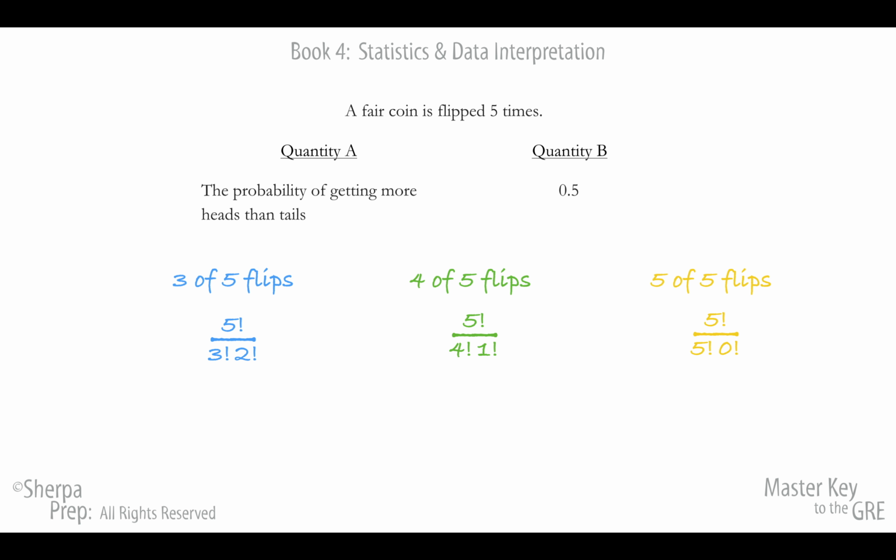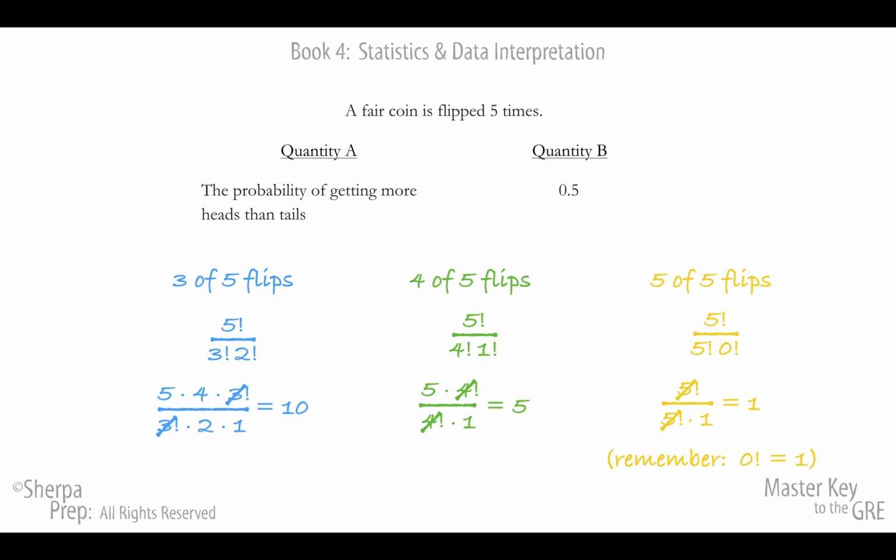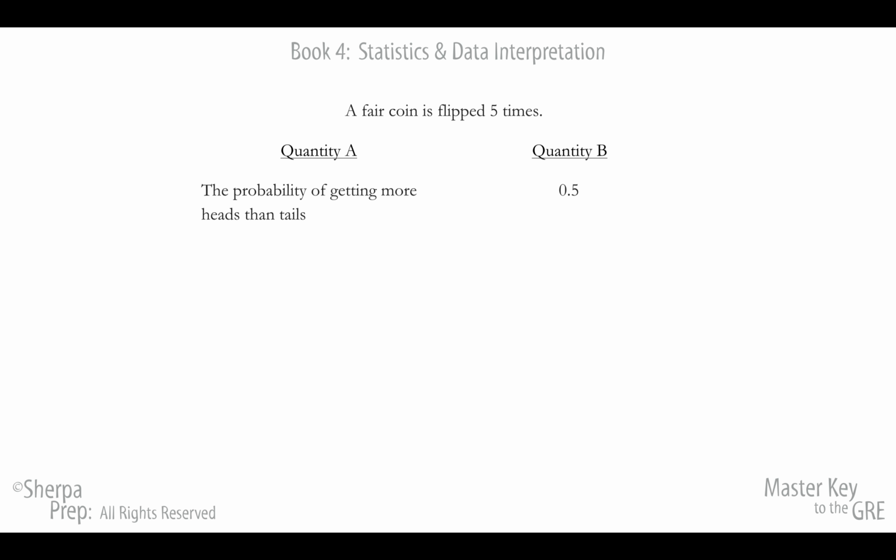In the first setup, if we work out the math, we get 10 combinations. In the second setup, if we work out the math, we get 5 combinations. And in the last setup, if we work out the math, we get 1 combination. In other words, we have a total of 16 outcomes that give us more heads than tails.